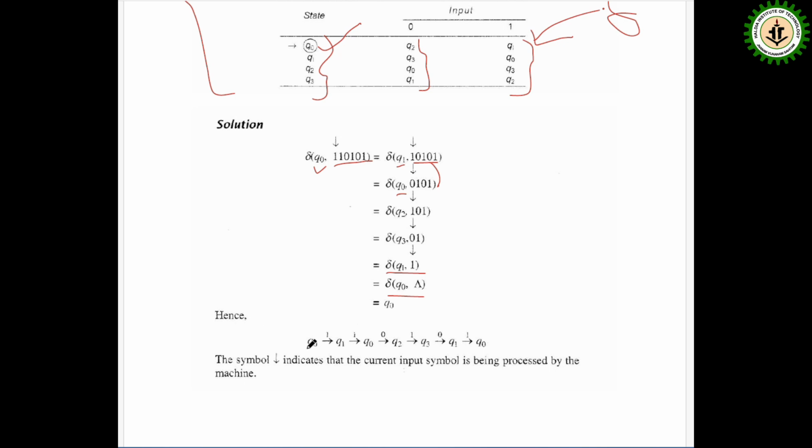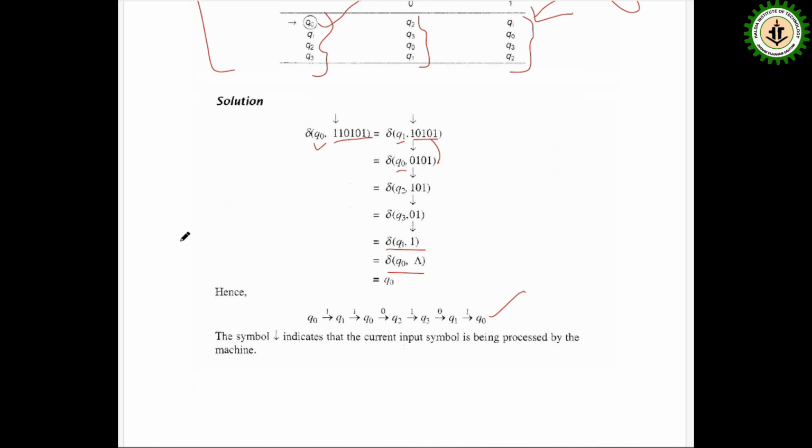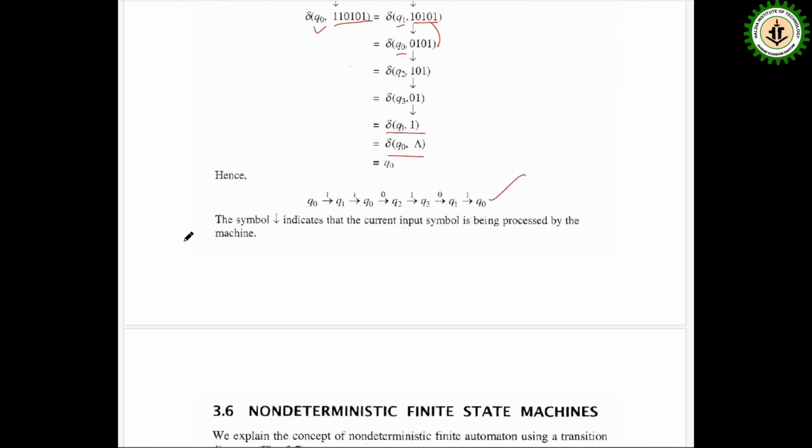So here is the sequence from Q1 using the string x, which value is 110101. We reach the final state. And in that case, the arrow pointing towards a character defines the current input symbol processed by the machine. For that case, this symbol is used.